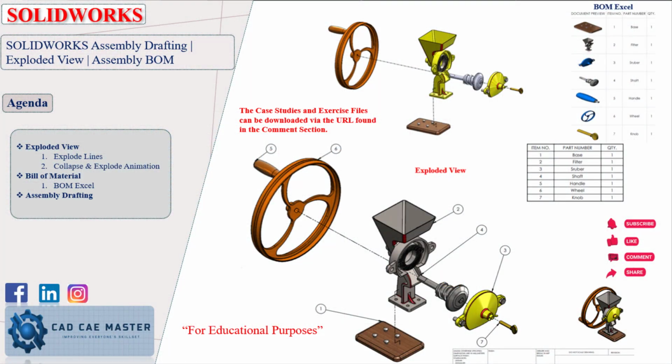Well, this is the agenda here. I'll be taking you through SolidWorks assembly drafting, wherein I'll take you through the exploded views, the explode lines, and how we need to animate the explode and the collapse, the bill of material, how we create it, and accordingly the Excel sheet of this BOM so that the shop floor people can refer to it. And finally we'll see the assembly drafting basics. Let's get started with this.